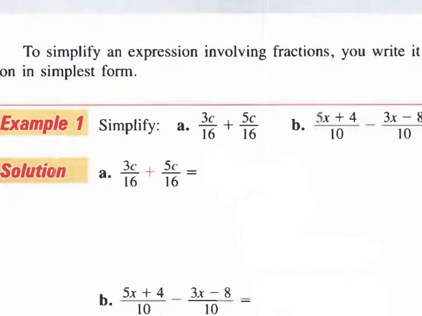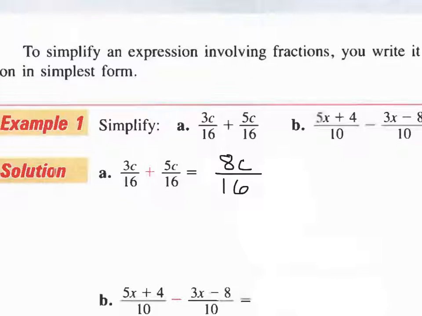Here is example A. Notice the denominator is 16 on both fractions. So on this one, all I need to do is add the numerators. So 3c plus 5c, and I end up with 8c. I do not add the denominators. I keep the denominator. I leave it the same.